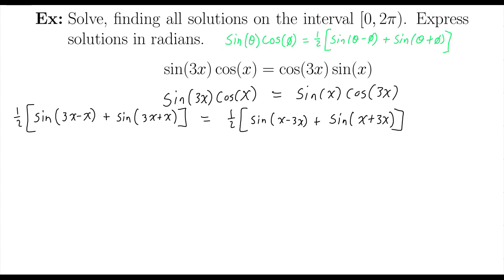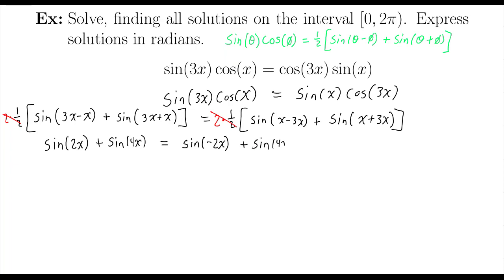Now we have used our product-to-sum identity to simplify it a little bit, and it's actually going to simplify quite a bit in a second. Let's go ahead and get rid of the 1/2 on both sides by just multiplying both sides by 2. Kind of feels like cheating, but it's not, I promise. So it cancels and it cancels, to leave me with sine of 2x plus sine of 4x equals sine of negative 2x plus sine of 4x.